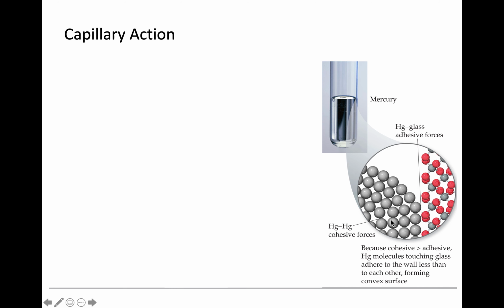There's not an attraction that's of the same magnitude between the mercury and the glass wall. They would call that an adhesive force between the mercury and the surface of the glass. So because the cohesive forces are greater than the adhesive ones, we see this balling of the mercury together. It's adopting a spherical shape on the top.